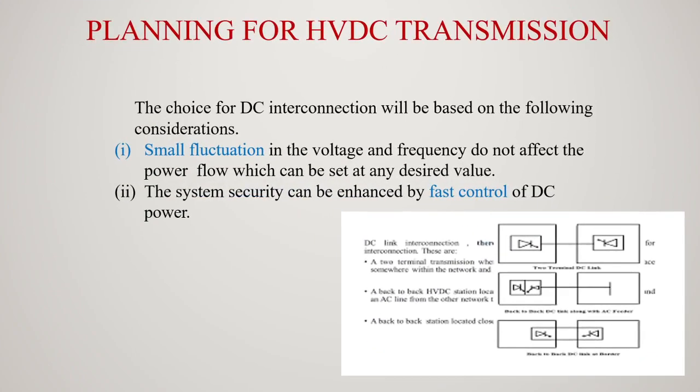See students, in this diagram we can see different configurations for asynchronous interconnection, that is two terminal DC link. First one is two terminal DC link, second one is back-to-back DC link along with AC feeder, and third one is back-to-back DC link at border.